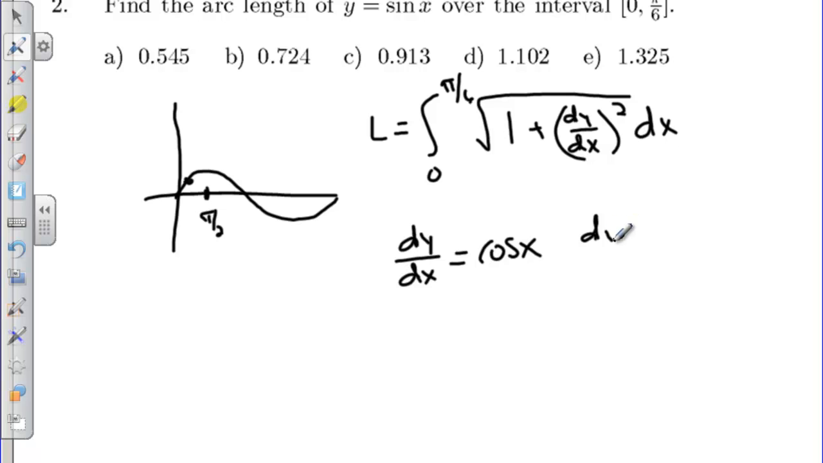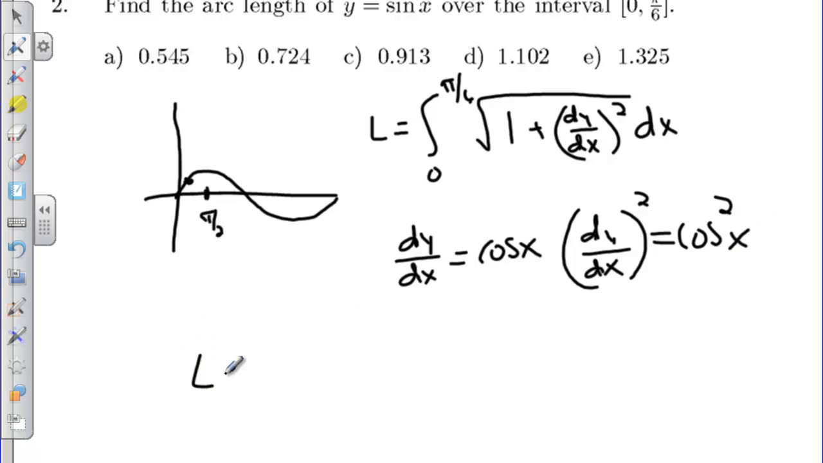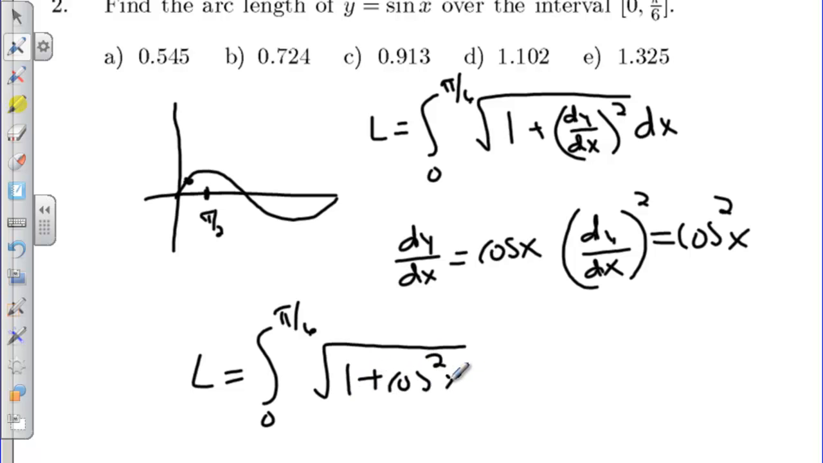And the derivative squared will be, well, cosine squared. So my arc length is going to be the integral from 0 to pi over 6 of the square root of 1 plus cosine squared. And I will need my calculator for that, and my calculator tells me that this answer is 0.724147. So that works out to be B.